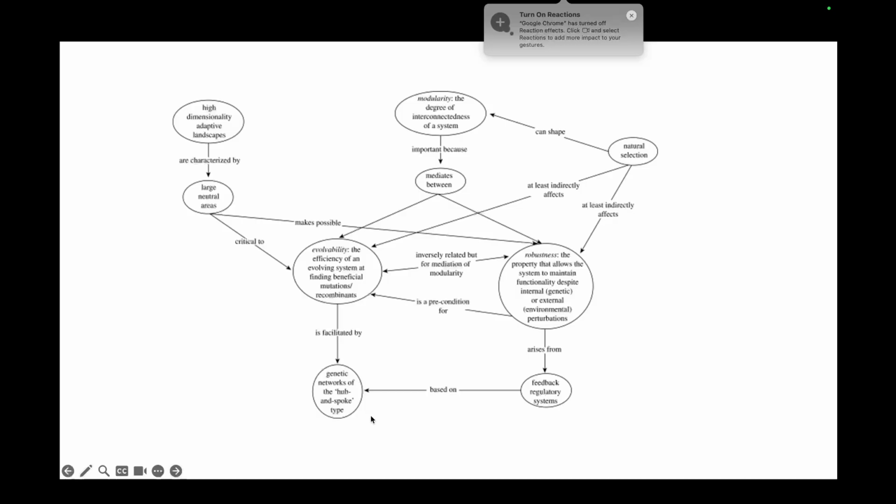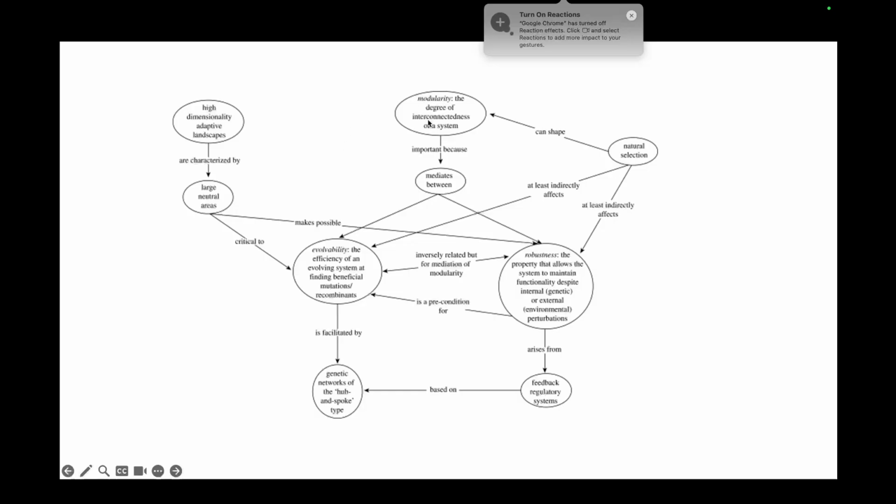So hub and spoke, basically you have a hub in the middle, which is the core group of nodes that are actually maintaining the system, and you have a lot of edges connecting to those nodes, which means that those nodes are the most important parts there. Yeah. That is one concept. So you have a high dimensionality adaptive landscape characterized by neutral areas, which is critical to evolvability and so on.